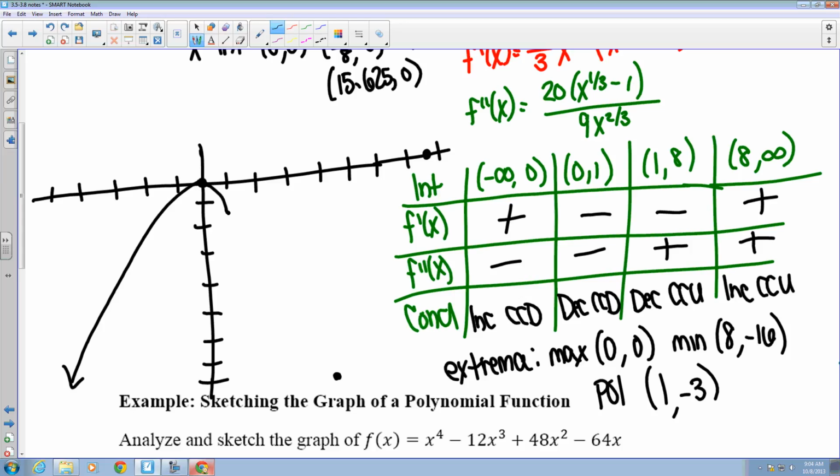So notice how we're concave down here. We're going to kind of change shape to make it concave up. And then from (8, -16) to infinity, we are increasing, concave up. We have to make sure we go through our other 0.